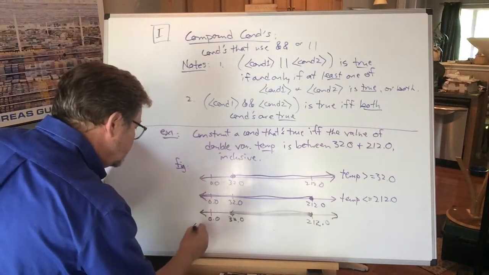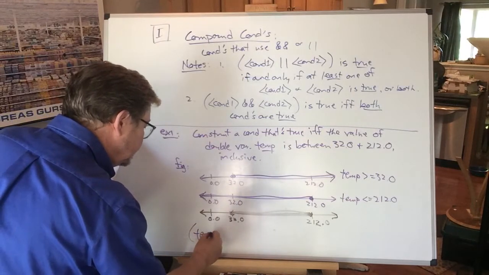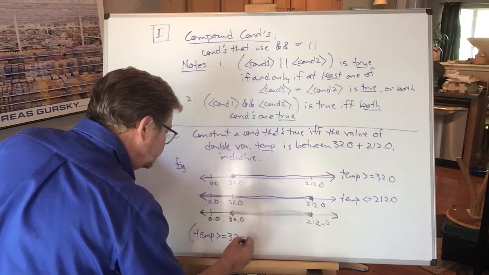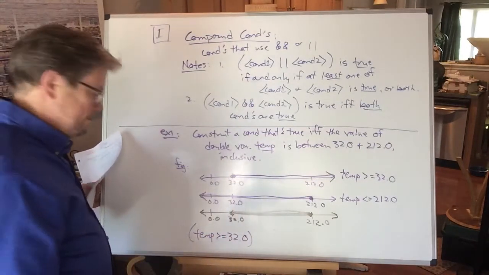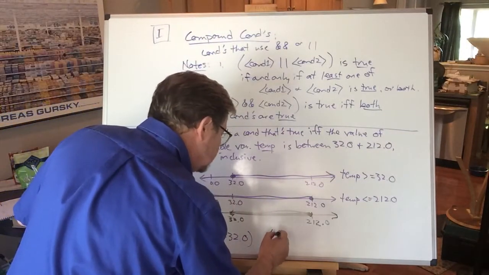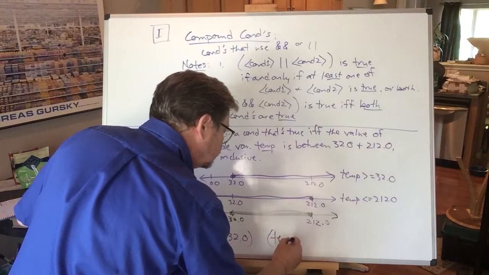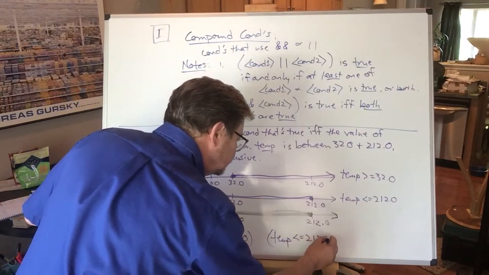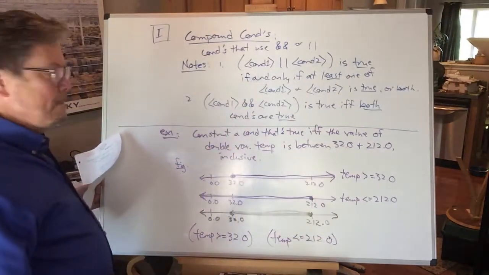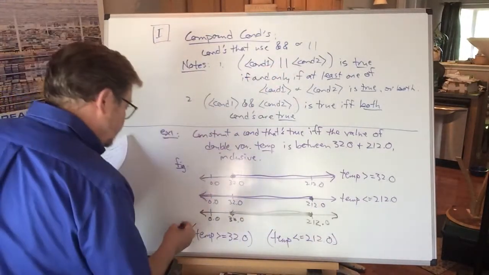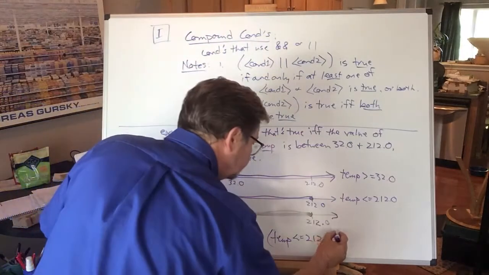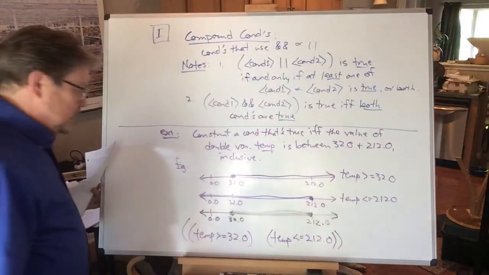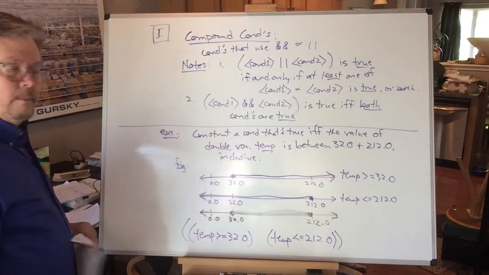How about this? Temp greater than or equal to 32. That gets the low end. There's my first condition. Here's my second condition. Temp less than or equal to 212. Second condition, I'm going to have a big set of parentheses around both conditions. Actually, when you type it in, the parentheses will be the same size. But I'm thinking of them as bigger parentheses because they're going to combine those two.